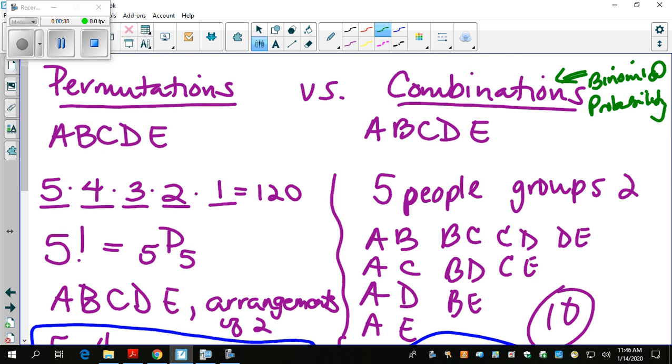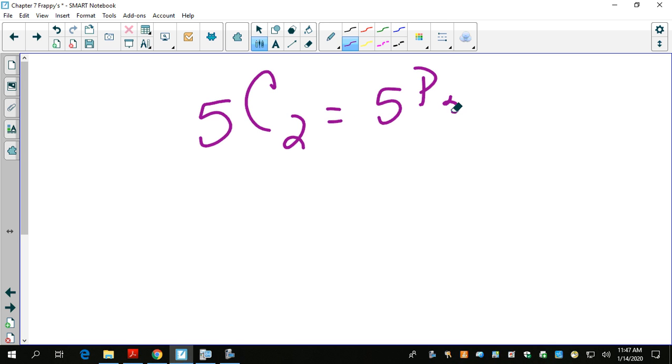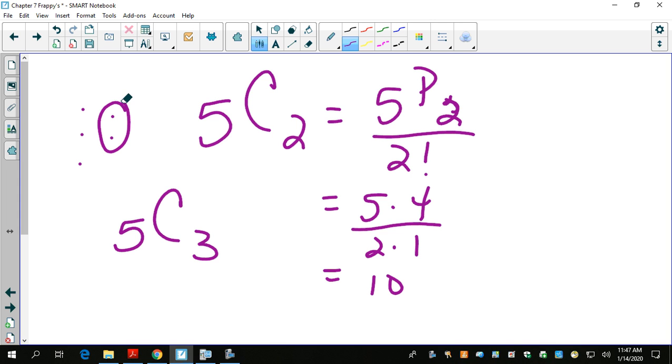So if you have 5C2, like I said, that's 5P2 over 2 factorial. So that's 5 times 4 over 2 times 1, which we said was 10. Now 5C2 is the same thing as 5C3, because if you take 1, 2, 3, 4, 5 things and you choose 2 of them, that's the same thing as disregarding 3. So 5C3 is equal to 5C2.